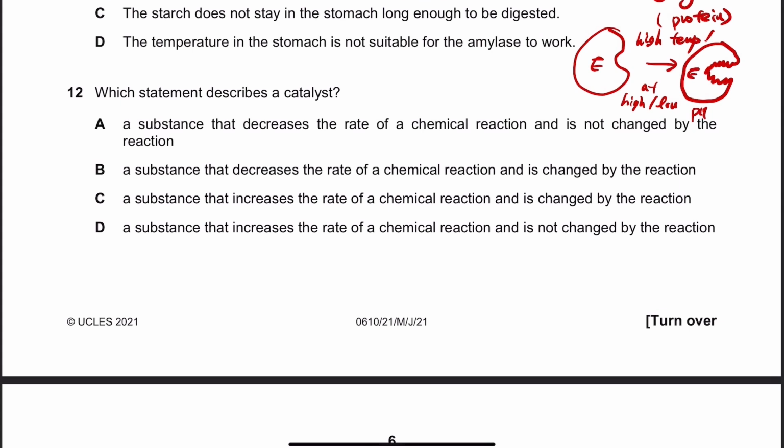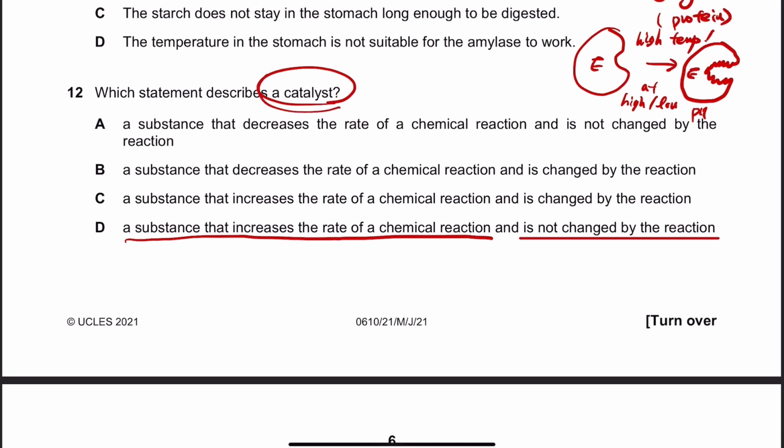Number 12. Which statement describes a catalyst? So a catalyst is a substance that increases the rate of chemical reaction and is not changed by the reaction. So before the reaction and after the reaction, the catalyst stays the same.